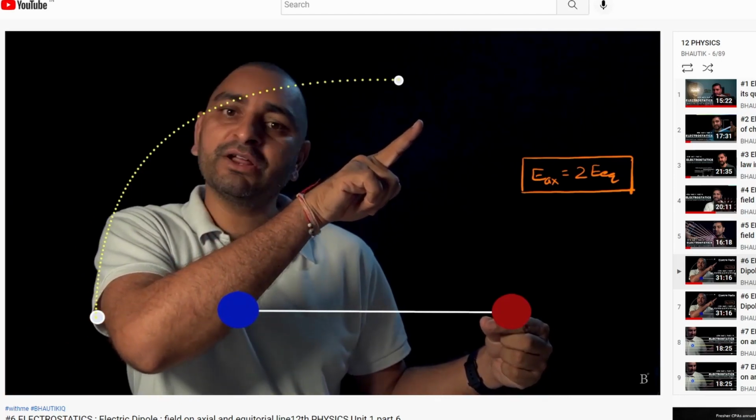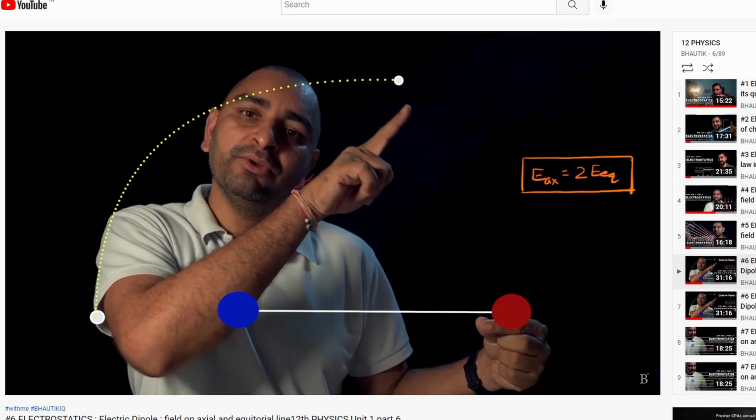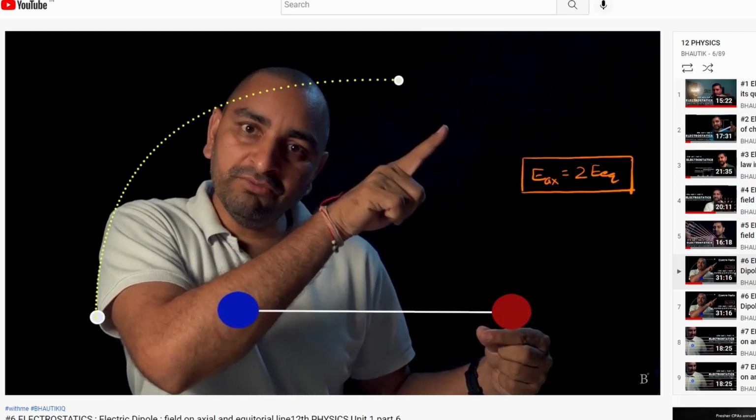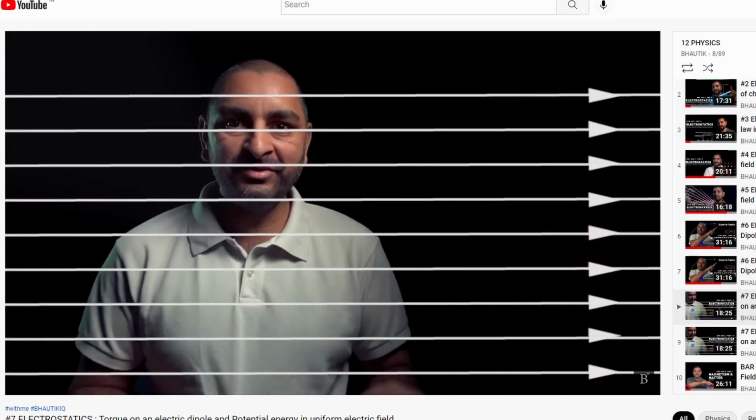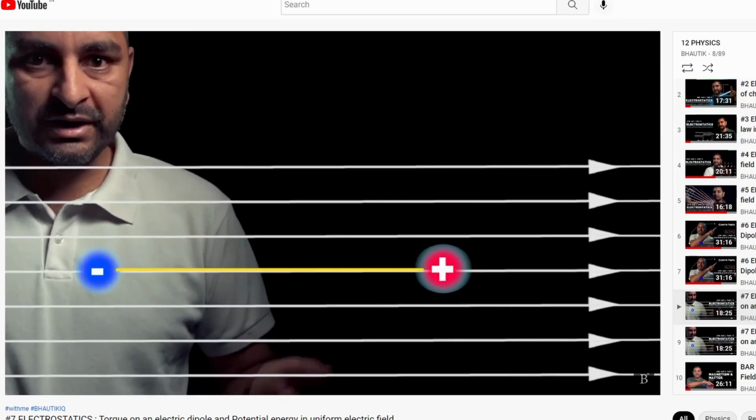From the axial line to the equatorial line, electric field goes on decreasing. Then what about the electric field while we go from the equatorial line to the axial line again? Parallel equidistant lines like this. Now let's look at this field. Now what happens to this?